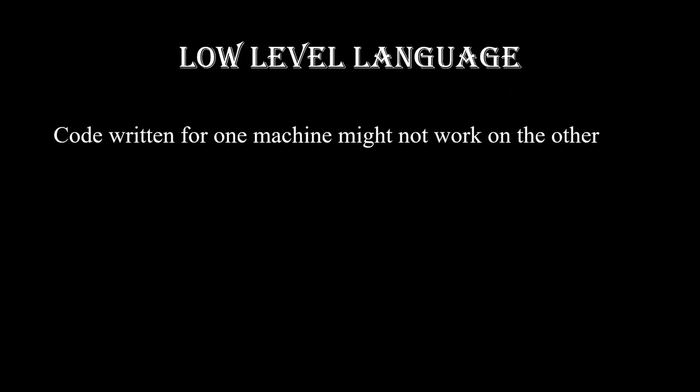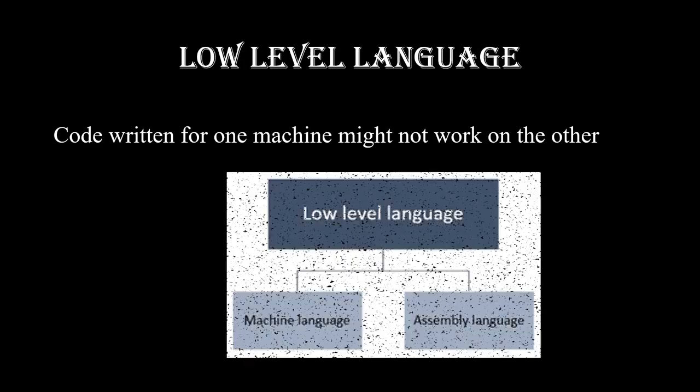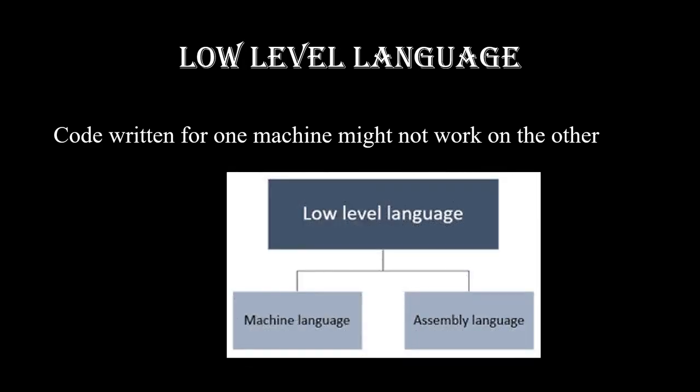Let's see the low level language. Low level language code is written for one machine. This code might not work on another machine. If you create a low level language program for one machine, we can't apply the same program in another machine. This low level language is classified into two: machine language and assembly language.